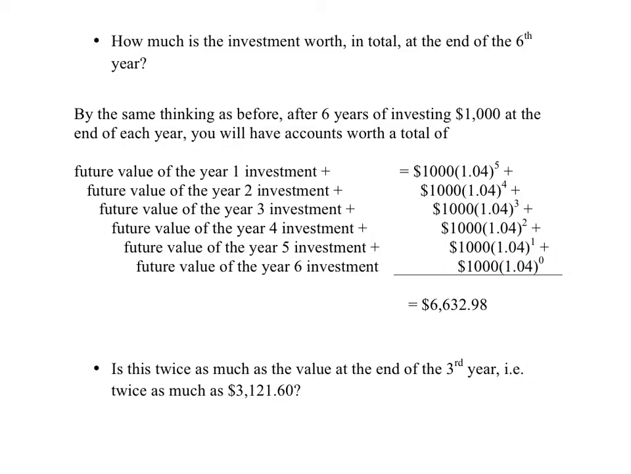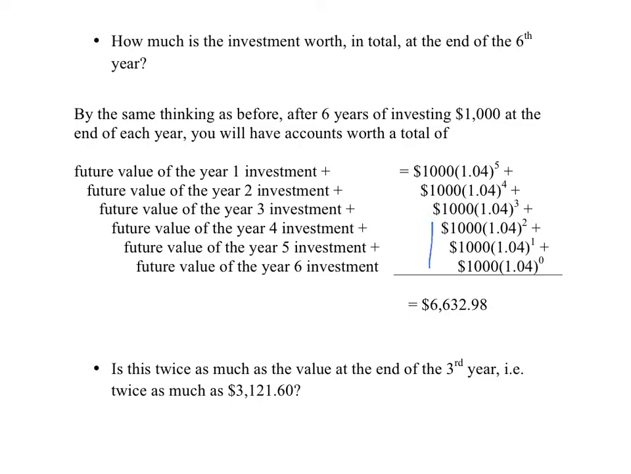We tally up. Yes, it's a whole bunch of plugging numbers into the calculator, and boy would it be nice to have a shortcut. And there will be a shortcut, but for the moment we tally up and we get $6,632.98. Great, that's just what it equals. We can ask, is this twice as much as the value at the end of the 3rd year? Is this twice as much as $3,121.60? No, it's more. This is greater than twice as much, and it makes sense that it would be.